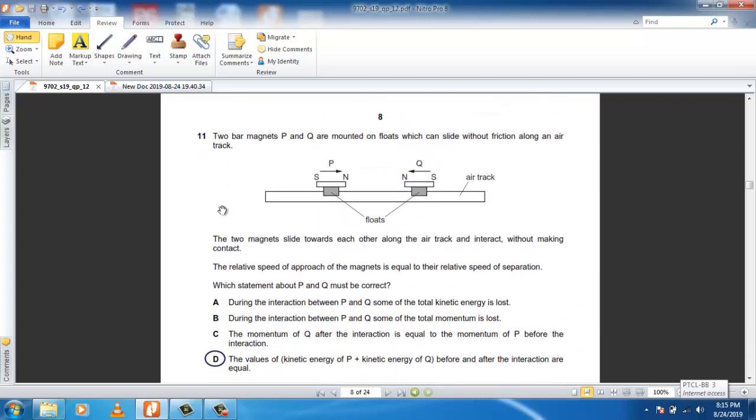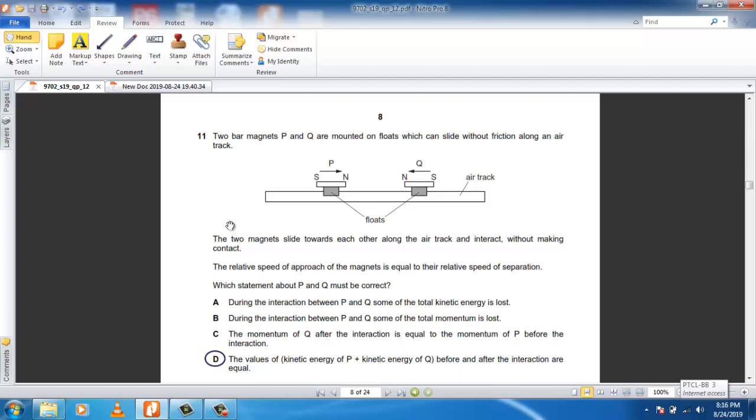Question number 11 says that two bar magnets P and Q are mounted on floats which can slide without friction along an air track. The two magnets slide towards each other along the air track and interact without making contact. The relative speed of approach of the magnets is equal to the relative speed of separation.